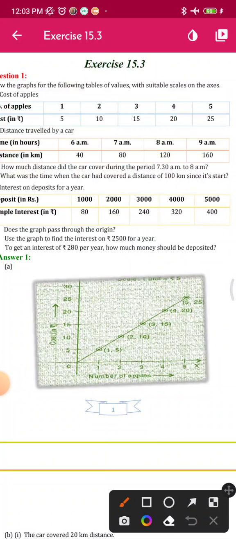So join these points, first 2, 3, 4, 5, with the origin, and you will get a straight line.